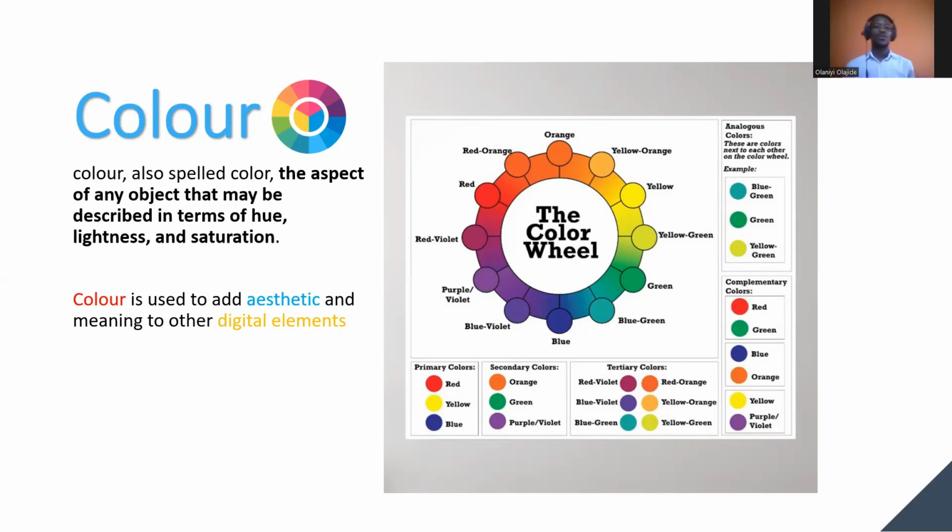And I said color is used to add aesthetic and meaning to other digital elements like images, videos, those visual appealing elements, the ones that you can see, most especially videos, images, icons, links.